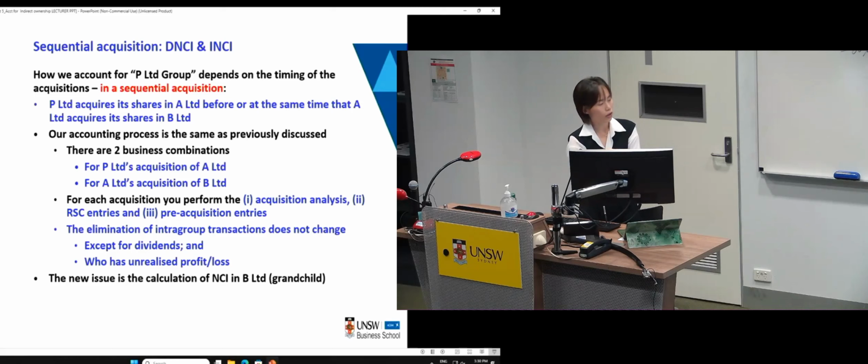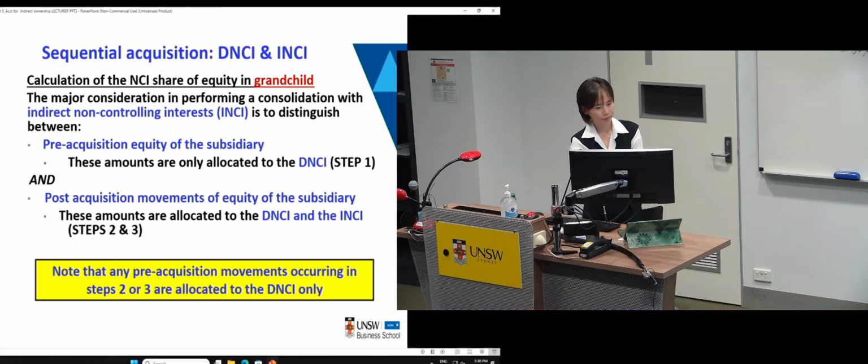Okay. Now the new issue we are dealing with today is the calculation of NCI in the grandchild company, because NCI in the grandchild company includes both DNCI and INCI. Now we already learned how to calculate DNCI in the previous topic. Now we're going to have a look at the calculation of INCI. All right, so you can see the calculation of NCI share of equity in the grandchild company. Our major consideration in performing a consolidation with INCI is to distinguish between the pre-acquisition equity of the subsidiary and the post-acquisition movement of the equity of the subsidiary.